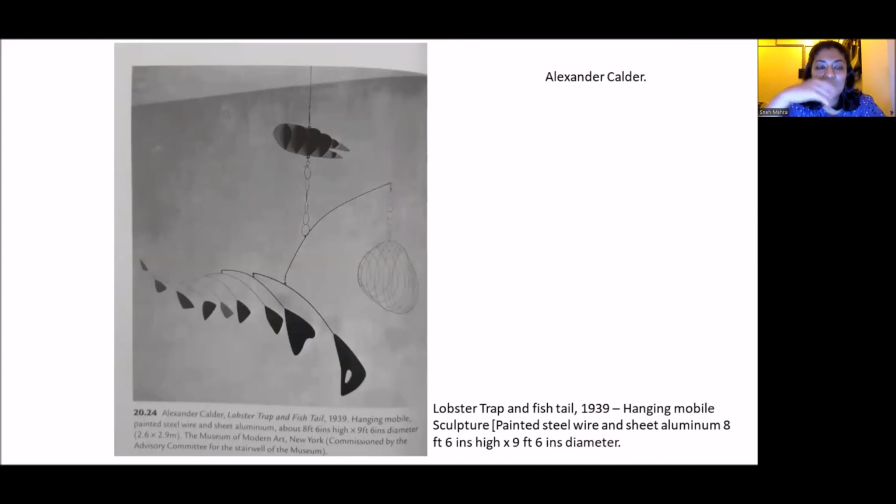Alexander Calder. Just see the floating sculpture. This is a sculpture hanging from the ceiling in the air, and it is also called a mobile sculpture. It's the first time in the history of sculpture that the sculpture is mobile, and it's also kinetic. It can move, and the title is Lobster Trap and Fishtail. The artist originally was an engineer, and after that he decided to make sculptures out of aluminum sheets. So see how abstraction and cubism, and then the sculptures, are evolving and changing the form.